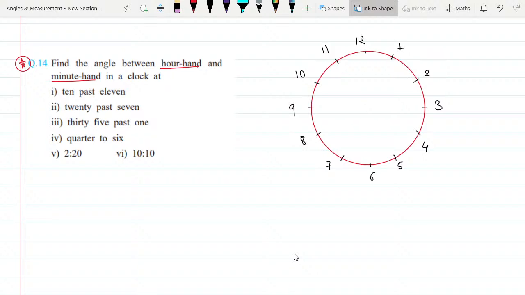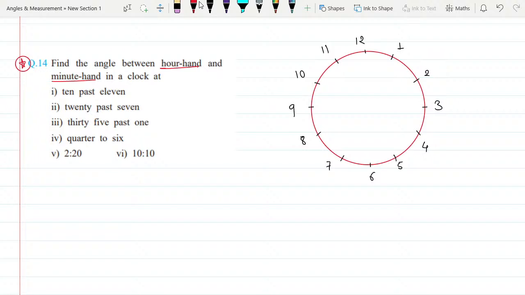Suppose we have this hour hand. For one complete rotation, how much angle will it cover? For one single revolution, how many degrees will it cover? It will definitely cover 360 degrees. If 360 degrees is the total, and this total 360 degrees is divided into 12 equal parts, 1, 2, 3, 4, 5, 6, 7, 8, 9, 10.